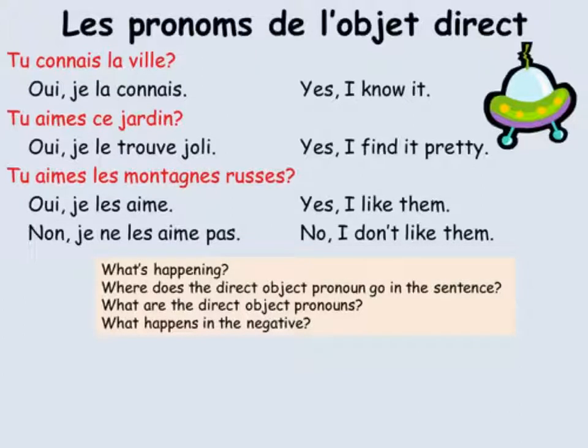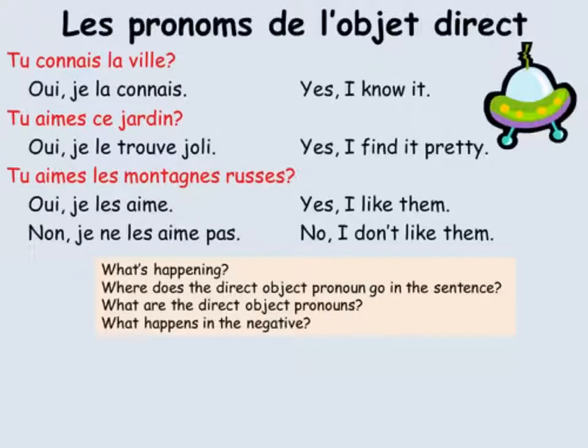Here are some more examples. Tu connais la ville? Which means, do you know the town? And the answer, oui, je la connais. Yes, I know it. Here, because we are talking about la ville, which is feminine, we've had to use la. In the next one, tu aimes ce jardin? Do you like this garden? Well, garden in French is a masculine word, so the answer uses le. Oui, je le trouve joli. Yes, I find it pretty.